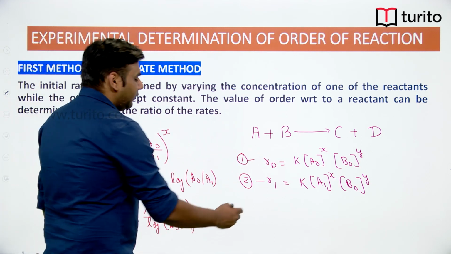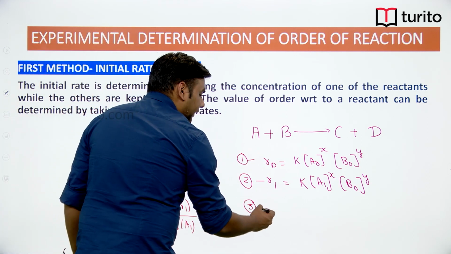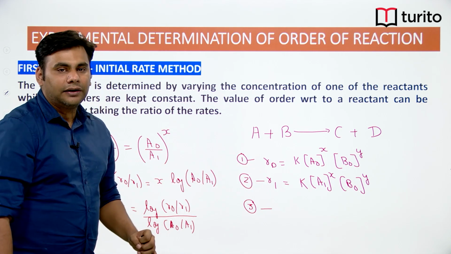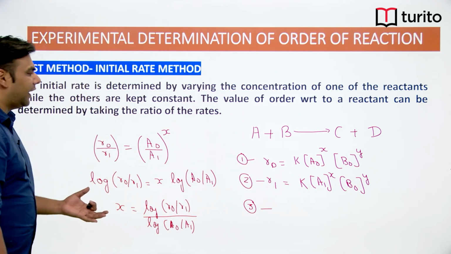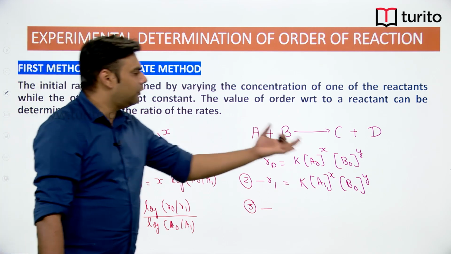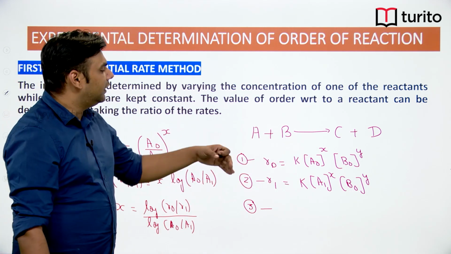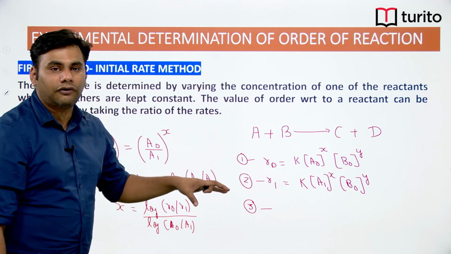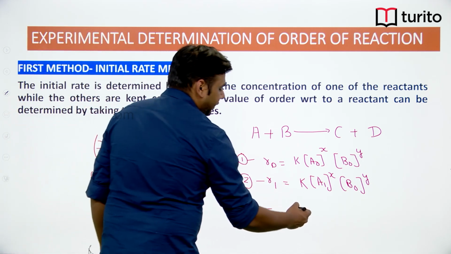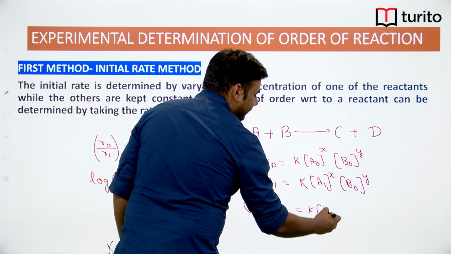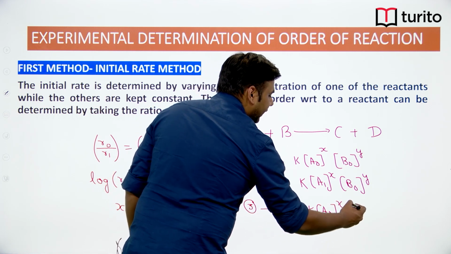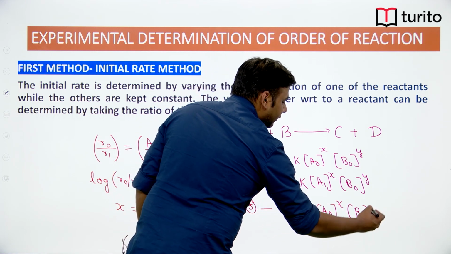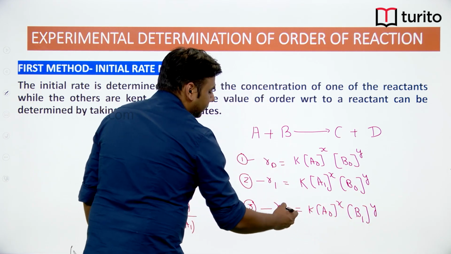So what we'll do, we'll keep the other reactant, that is A, constant. Suppose we want to find the order with respect to B. So we'll change the concentration of B, but keep the concentration of A constant. Let us take the concentration of A as A naught, and the concentration of B as B1. Now suppose the rate becomes R2.